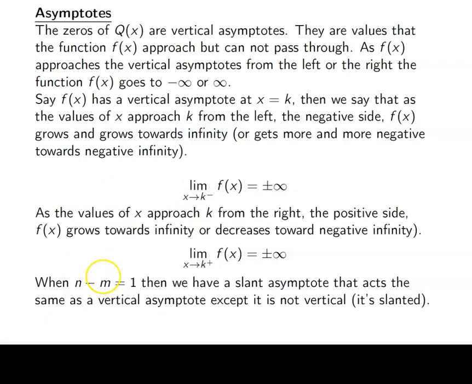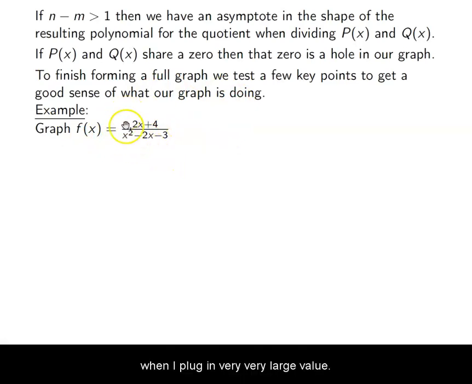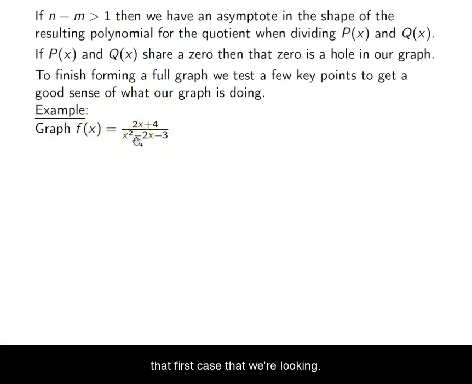Okay, so let's go ahead and start with our first example. It'd be nice to know what my case is. Well, it looks like the denominator has a higher power than the numerator, so the denominator is going to dominate the function. When I plug in very, very large values, it's the denominator that grows faster than the numerator. So this will act like 1 over x, or 1 over x squared, or 1 over x to the 10th, or however. As I plug in very large values, this becomes very large faster than this does. So this is that first case that we're looking at.